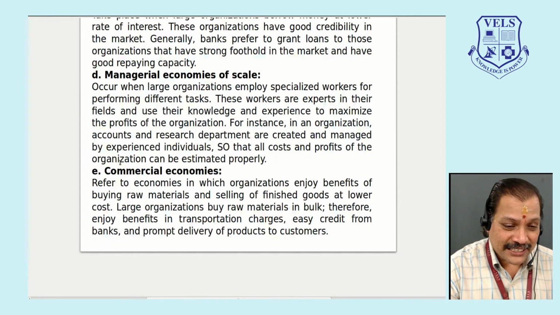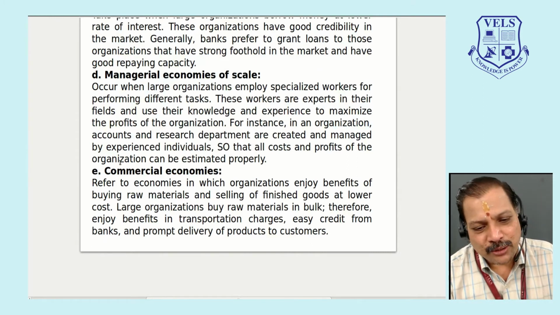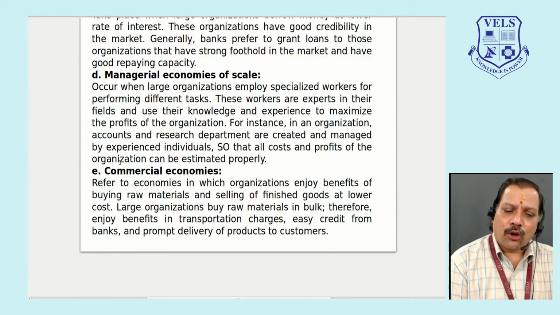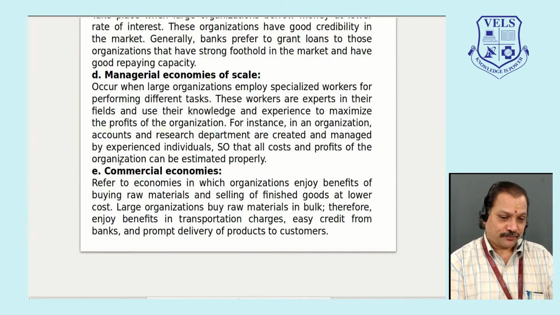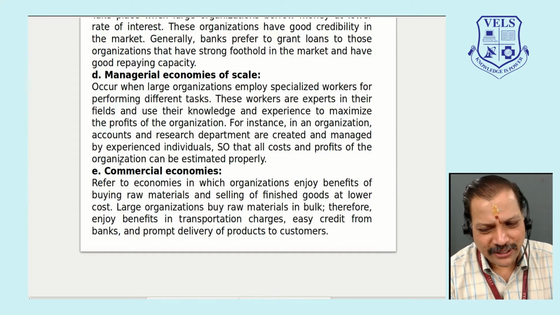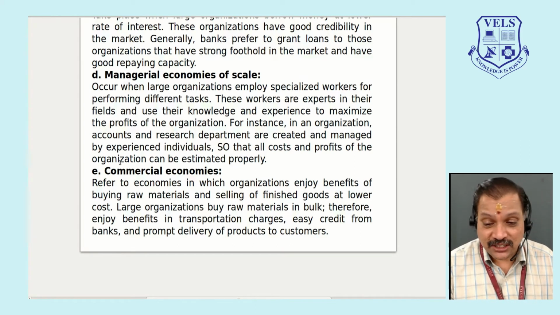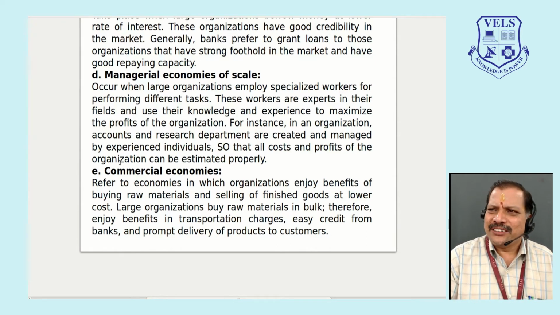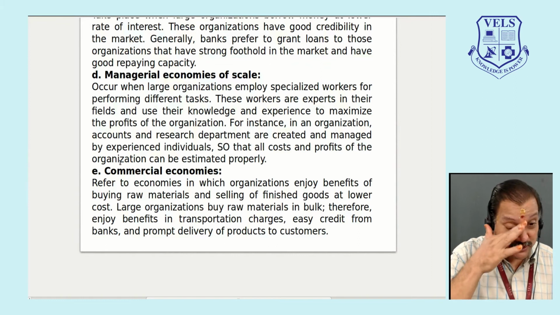One last advantage is the commercial economies of scale. This refers to economies in which the organization enjoys benefits of buying raw materials and selling finished goods at a lower cost. Large organizations buy raw materials in bulk. Therefore, they may enjoy the benefit of lower transportation charges, easy credit from banks, and prompt delivery of products to customers. So these advantages are there. It is commercially sound. So these are the internal economies of scale.